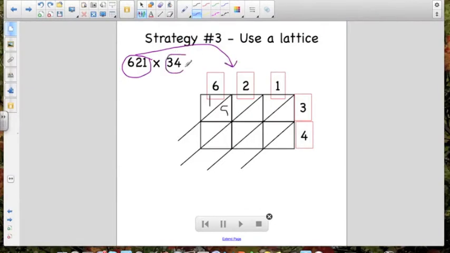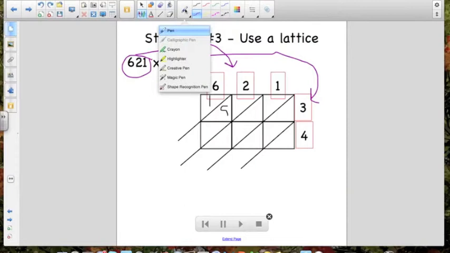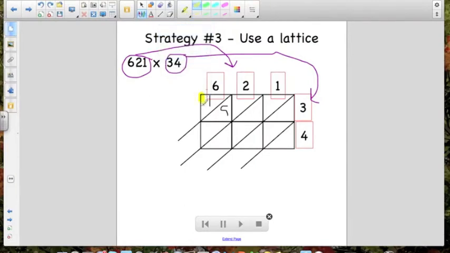Doesn't matter which side they're on, as long as they're on the top and the right, and they're the same number of boxes to line up nice and evenly. So what you're going to do in each box is multiply. This box right here is going to show you the product of 6, because it's on top, and 3. It's kind of where those two numbers meet.